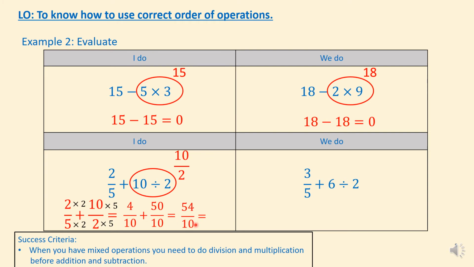And as you can see, my answer, 54 over 10, is an improper fraction. It is a top-heavy fraction, which means I have a bigger number at the top. So I can write it more simply as a mixed number. How many times does 10 go into 54? 5 times, 4 left over. So 5 times, 4 left over, and the denominator stays as it is.